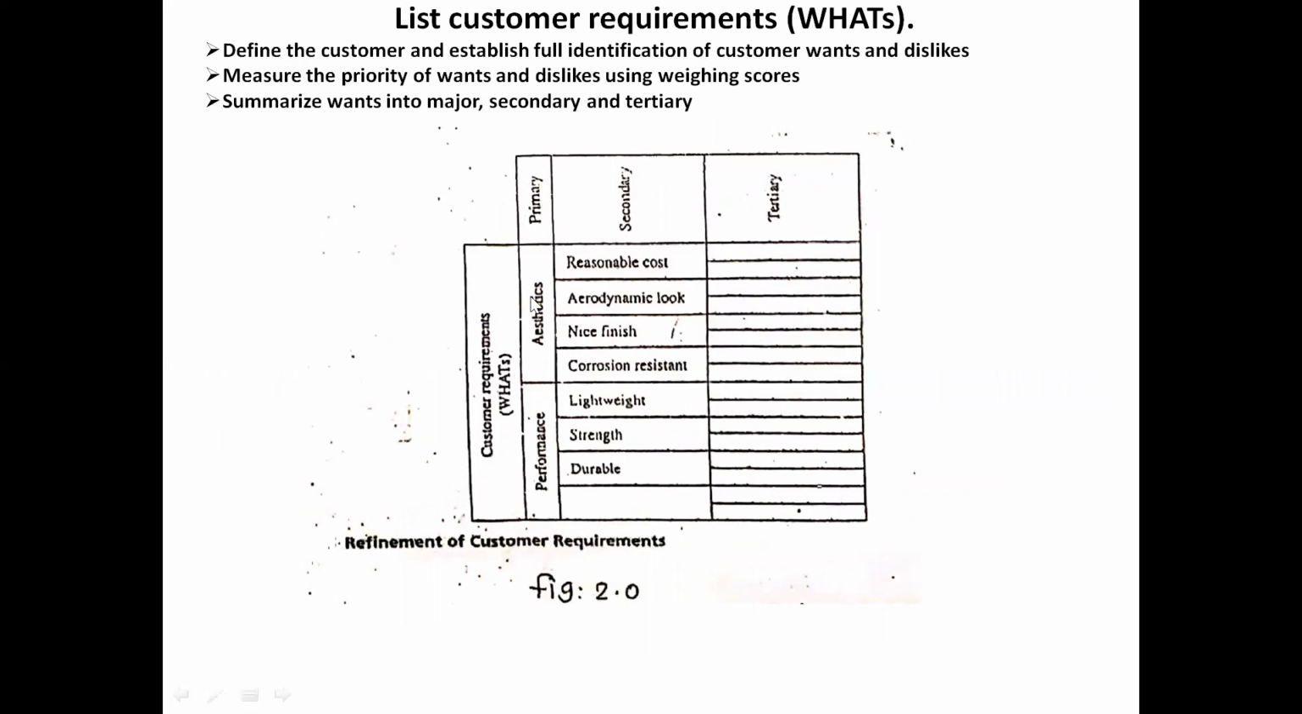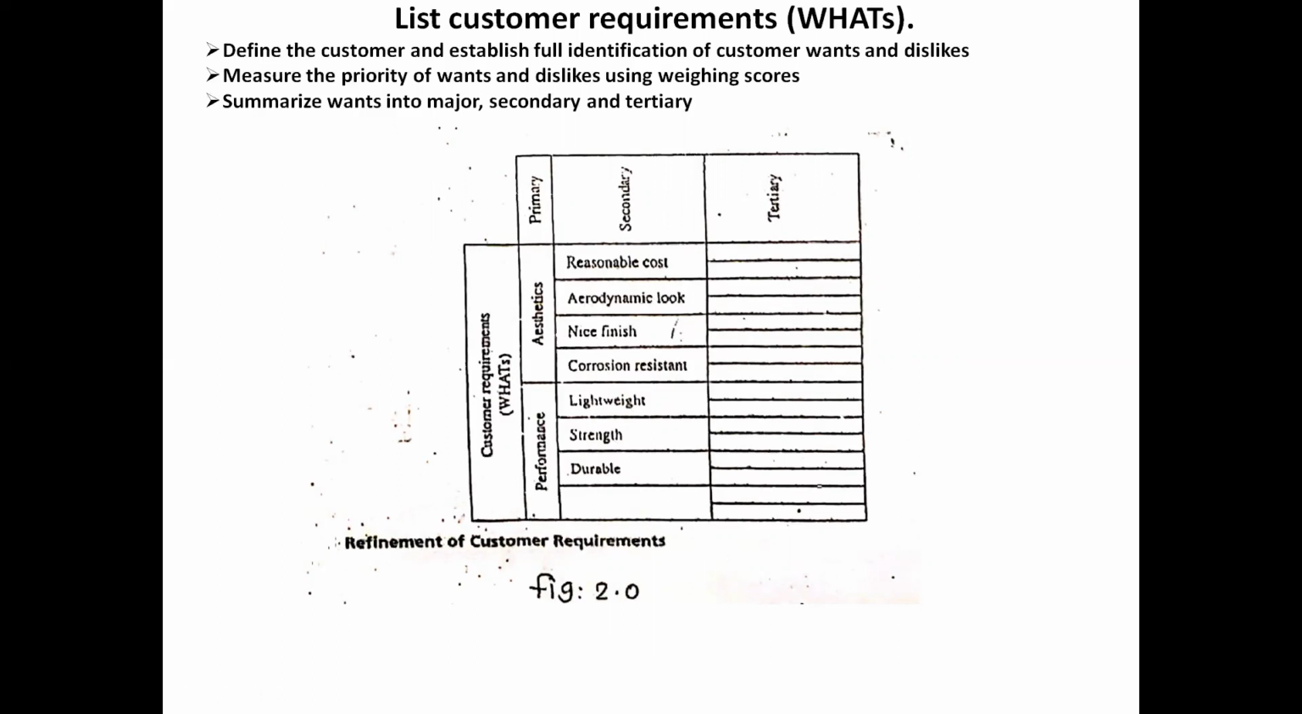What? If you take a bicycle, the what portion I have taken as primary, secondary, tertiary. The customer requirement: primary means aesthetics and performance. On the aesthetic side, the secondary requirements are reasonable cost, aerodynamic look, nice finish, and corrosion resistance. On the performance side, we need lightweight, strength, and durability. In this example, there is no tertiary level, we take only primary and secondary.